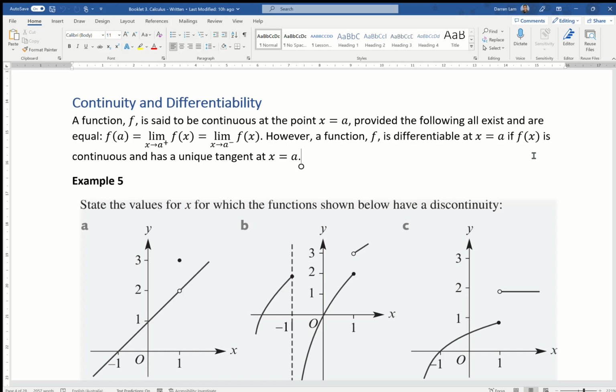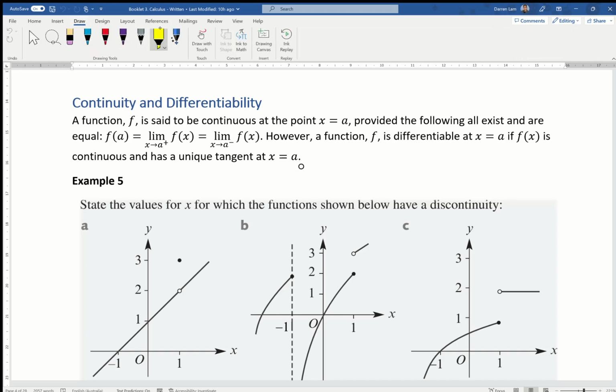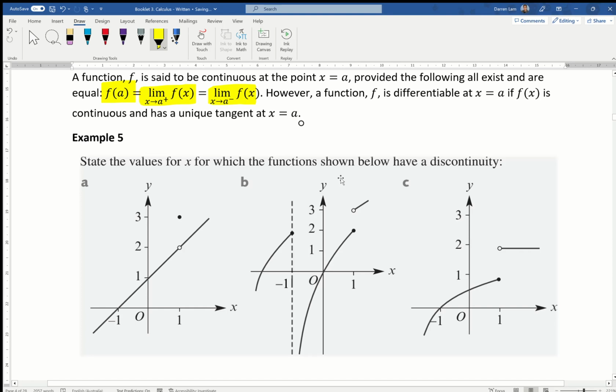Now, if a function is differentiable at a certain point, it must be continuous. We'll get to the second point later. But remember, if a graph is to be continuous, it must have a point, which must be equal to the point if you go to it from a positive side, and the same thing from the negative side. It makes sense, but that's just a mathematical notation. If you wanted to prove something was not continuous, you'd have to use this terminology. Let's look at the examples below. State the values for x for which the functions shown have a discontinuity.